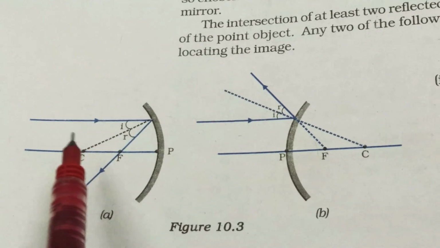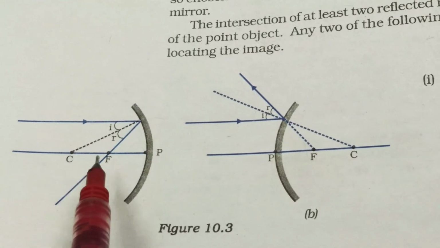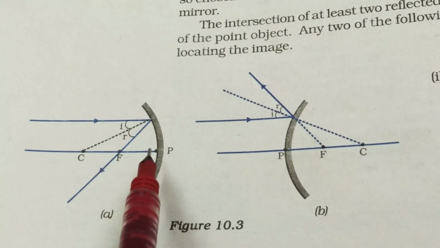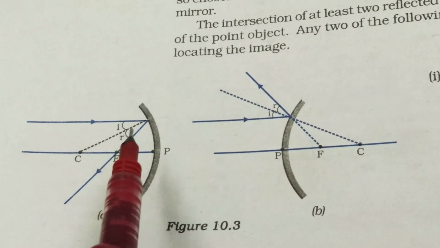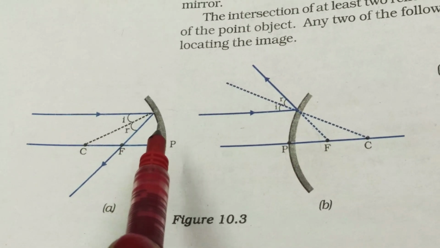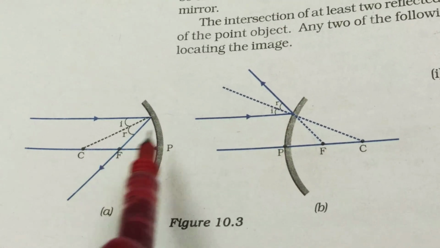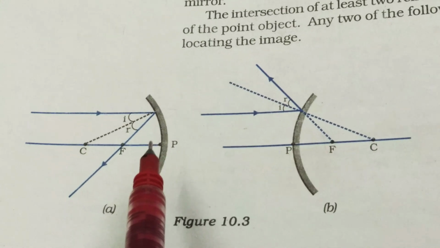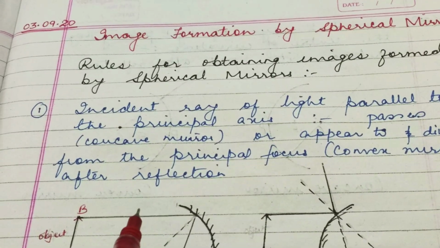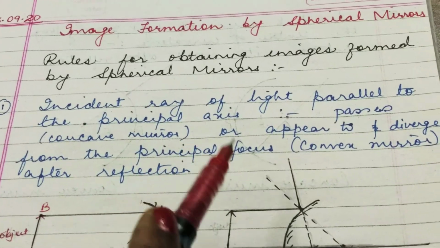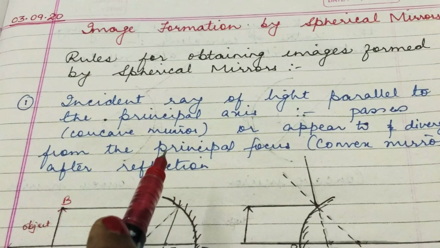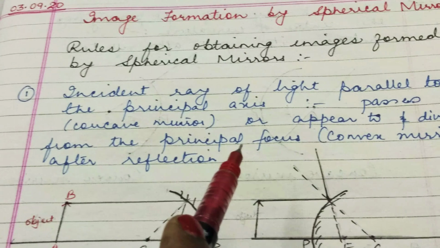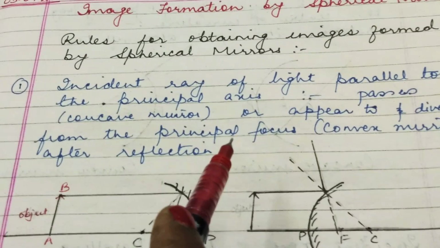But it is not possible to draw a large number of rays of light. So for our convenience, we consider only two rays while making a ray diagram for locating the image of an object. Now for the image formation by spherical mirrors, there are certain rules. So there are 4 rules for obtaining images formed by spherical mirrors.